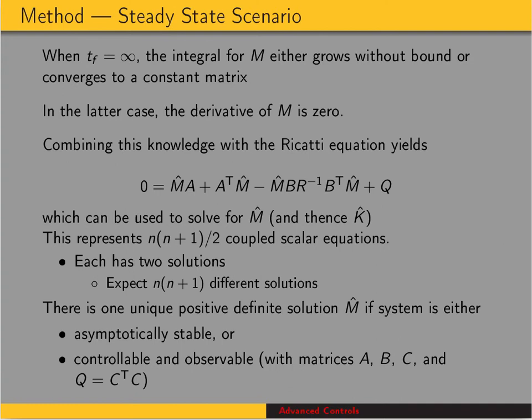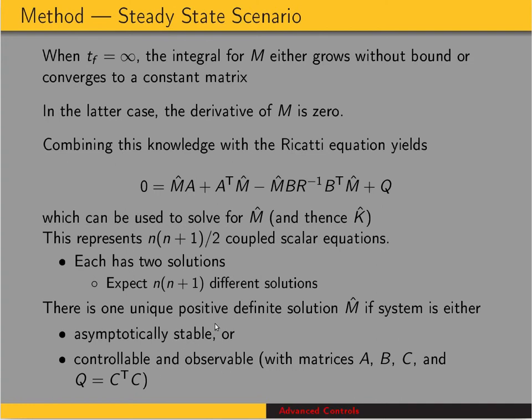Now, we need to know which solution to choose. And we look to the fact that M hat has to be positive definite. If M hat is positive definite, there is one unique solution where M hat is positive definite, and that gives us one unique K hat, and that is contingent upon the fact that the system is either asymptotically stable or it's both controllable and observable.